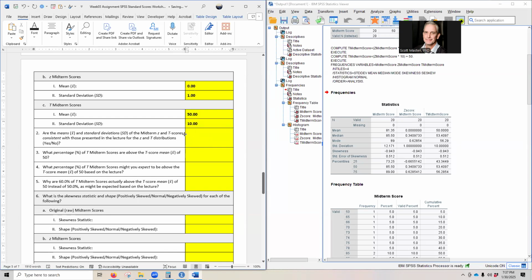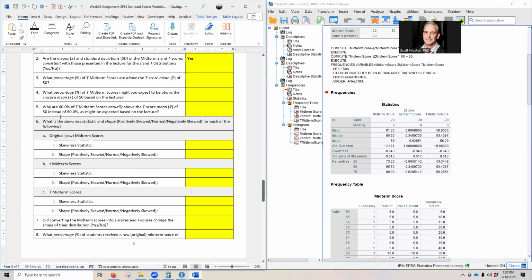Are the means and standard deviations of the midterm z and t scores consistent with those presented in the lecture for the z and t distributions? So remember what the mean and standard deviation was of z and t distributions. For z, it was a mean of 0, standard deviation of 1. And for t-scores, it's a mean of 50, standard deviation of 10. That is what we talked about in lecture. So I think you can just say yes, something like that. That is as expected.